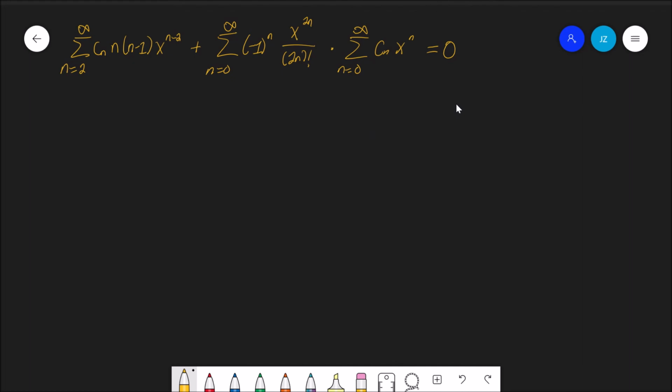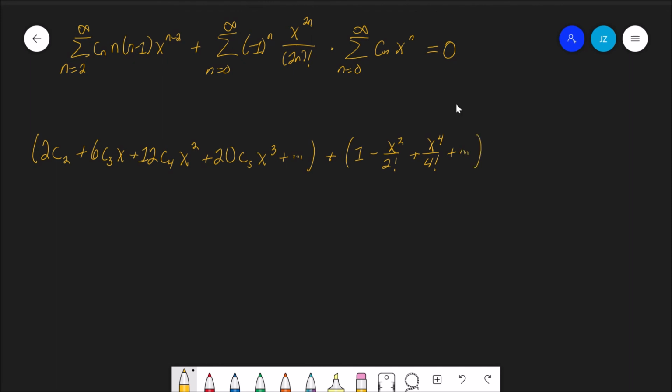So for this first one, we'll get 2c2 plus 6c3x plus 12c4x squared plus 20c sub 5x cubed plus so on and so forth, plus 1 minus x squared over 2 factorial plus x to the 4th over 4 factorial plus so on and so forth, times c sub 0 plus c1x plus c2x squared plus c3x cubed plus so on and so forth.